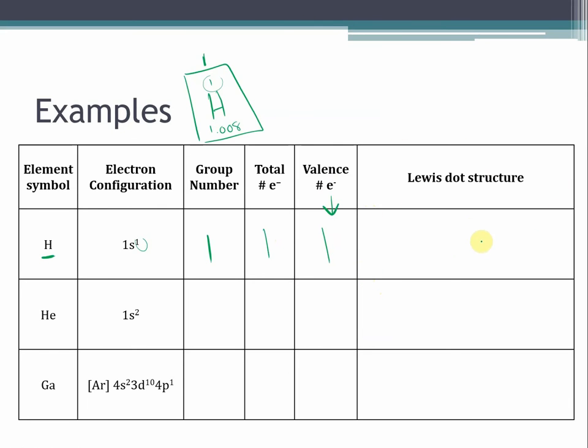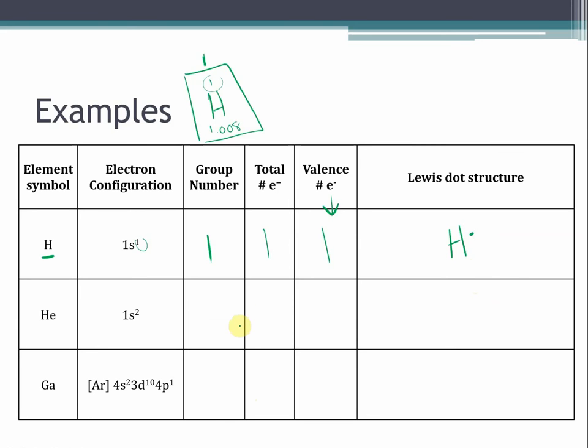So to draw our Lewis dot structure, we'll draw the symbol for hydrogen, and then we'll start drawing our dots around the outside. 1 electron means 1 dot. You can put it wherever you want to. I'm going to put mine right there. That's it. That's the Lewis dot structure for hydrogen.